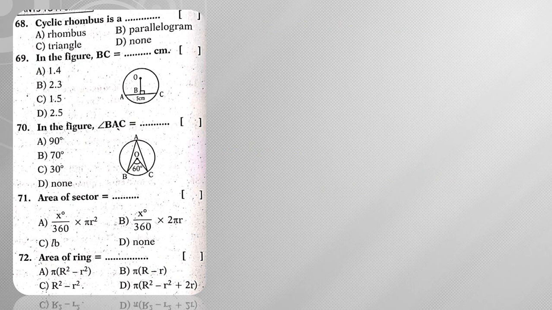Next, moving on to question number 68. Cyclic rhombus is? A cyclic rhombus is a square, so the answer is none. Next, in the figure, BC is equal to how much? Since this total length is 5 centimeters, BC will be exactly half of 5 centimeters. So half of 5 centimeters is 2.5 centimeters.